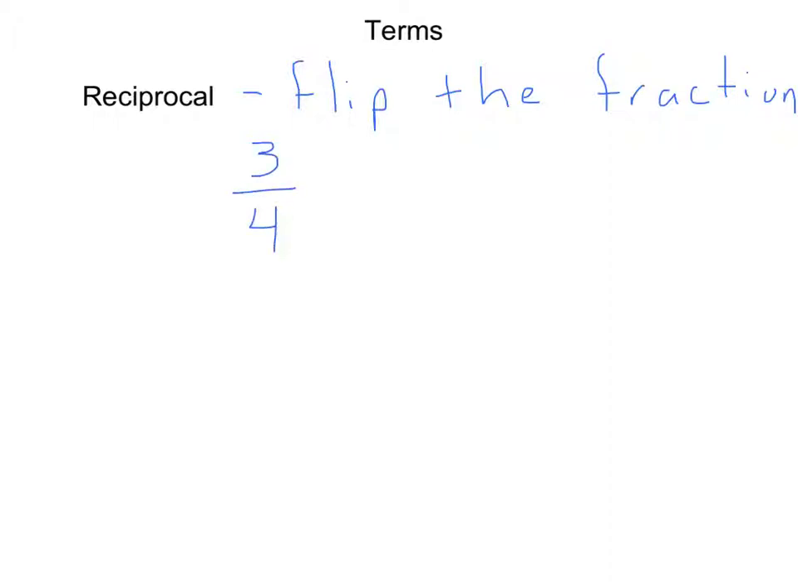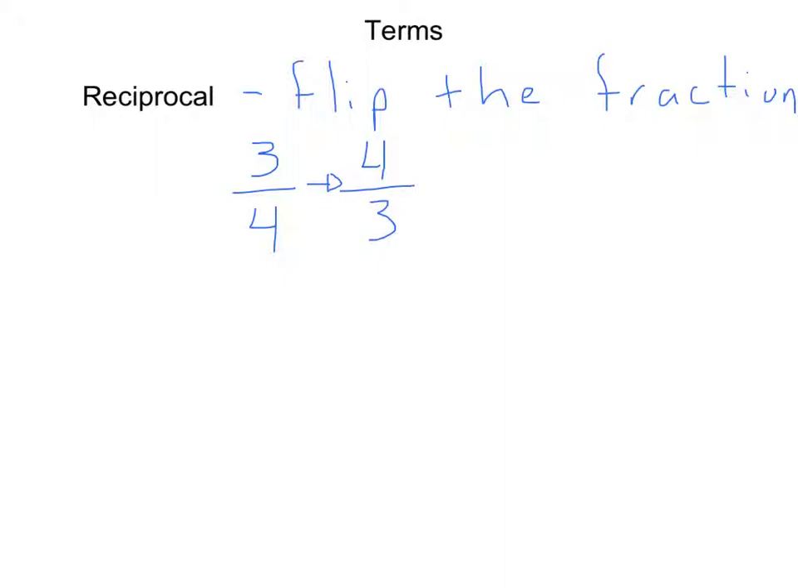When told to take the reciprocal, what you are basically doing is you are going to flip the fraction, which means that the numerator will become the denominator and the denominator will become the numerator. An example that we will go over is taking the reciprocal of 3/4. So what we are going to do is flip the fraction. So our denominator is going to move up to our numerator spot, and our numerator is going to move down to our denominator spot. So the reciprocal of 3/4 becomes 4/3.